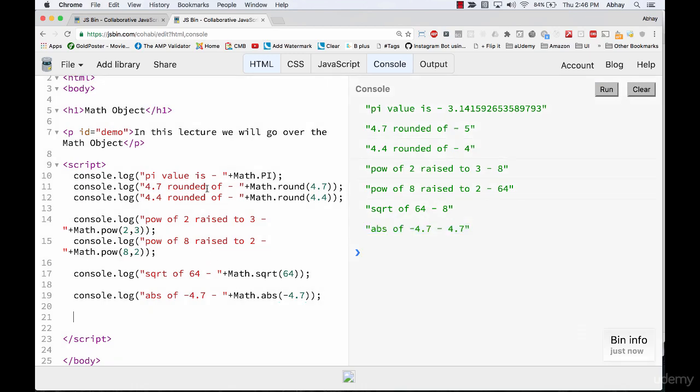We already saw the power of rounding, which is 4.7 becomes 5 and 4.4 becomes 4. But what if you want to control how the behavior is?